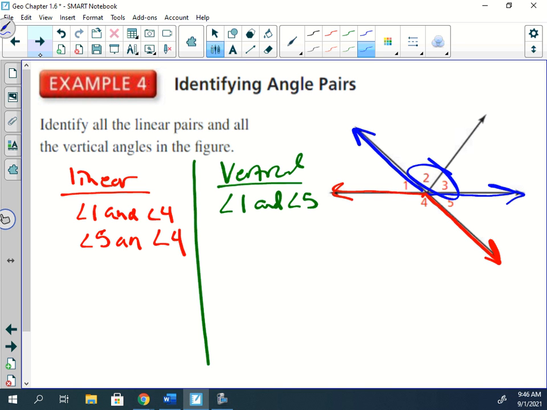Any other questions on this here? So here there's only one vertical angle pair. If it wasn't for the fact that 2 and 3 were split, it would be. That whole angle would be.